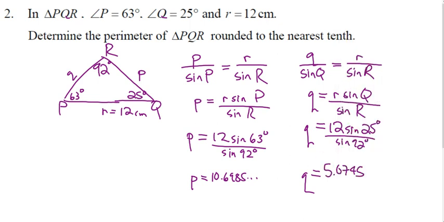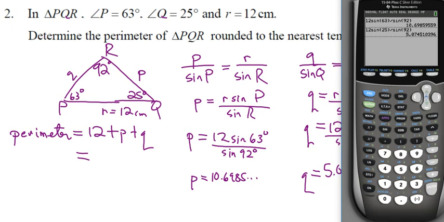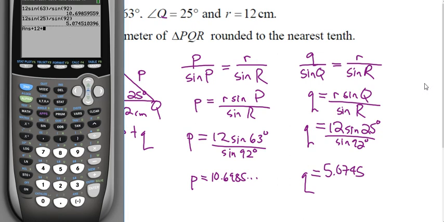Okay, and then the perimeter is equal to 12 plus P plus Q. So on the calculator to do that, I'm just going to go plus 12. So that's going to pull that number down, and then go plus. Jump to the other side here, and go up and pull this number down. So the ANS is the 5.0745 blah, blah, blah, right? Plus 12 plus this number.